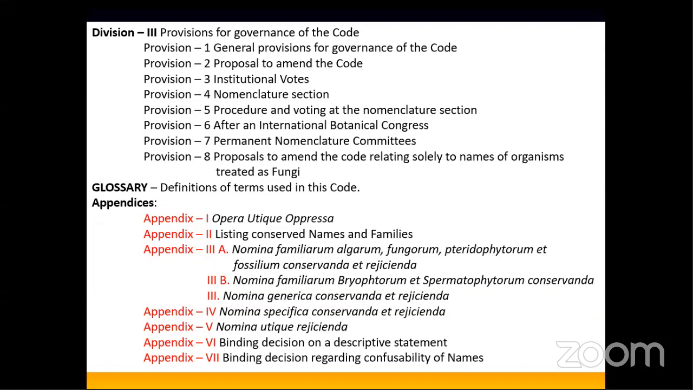And appendix, you can see the 7 appendices, opera utique oppressa, that means the suppressed works. Opera utique oppressa means a suppressed work, unpublished work.